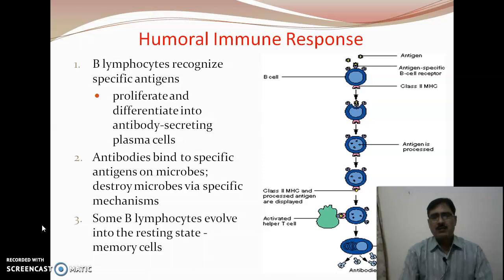Some B lymphocytes evolve into a resting state and are known as the memory cells. These memory cells are responsible for keeping the information related to a specific antigen and what kind of antibody is required to deal with that kind of antigen.